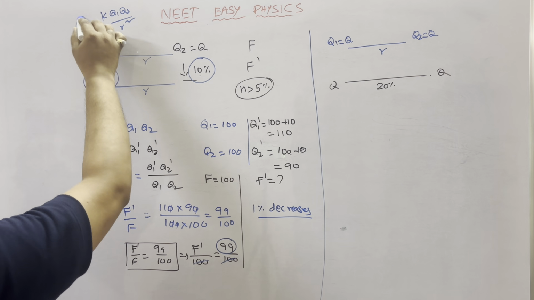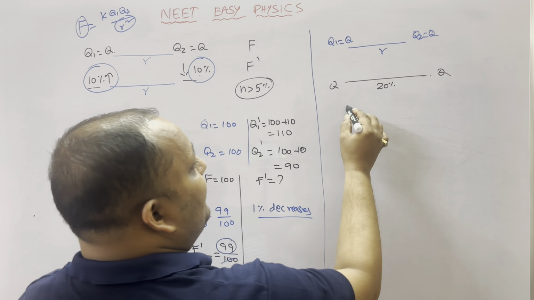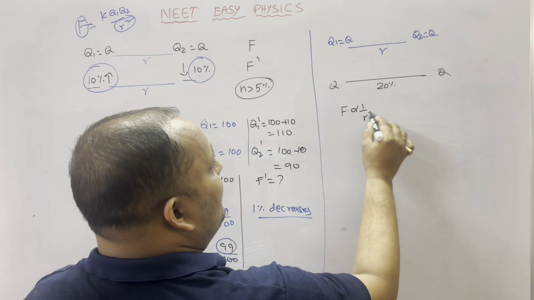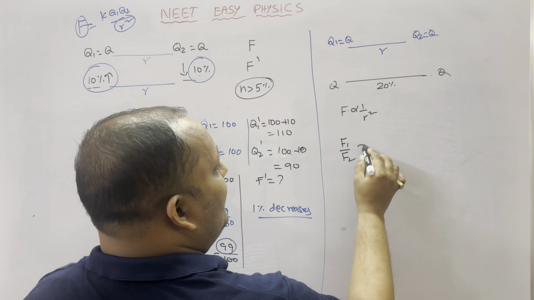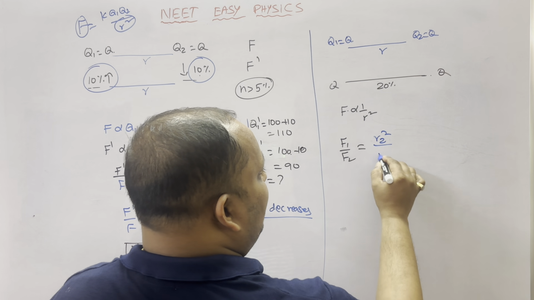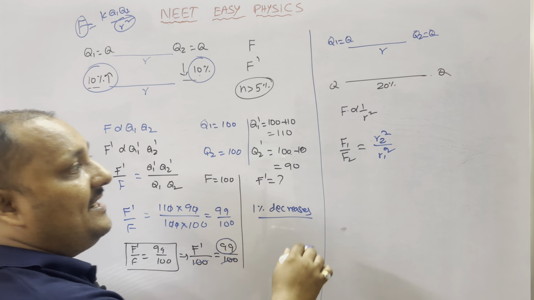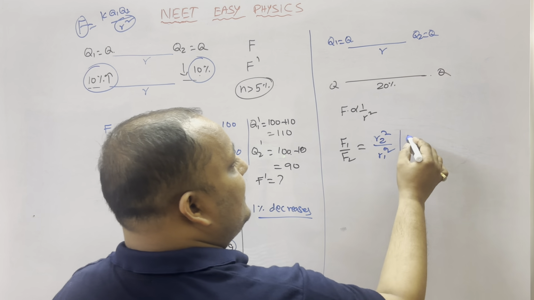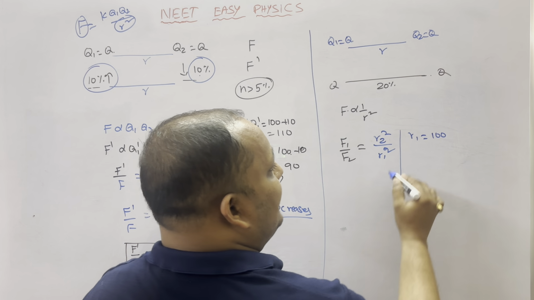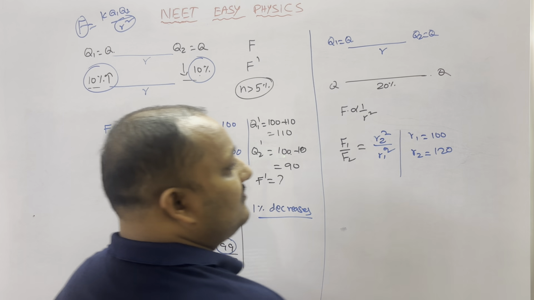Coming to here, force is inversely proportional to distance square. Then what is our formula? F is inversely proportional to R square, so what is F1 by F2? F1 by F2 is R2 square by R1 square, because inversely proportional. Now again, for the initial value, R1 is 100. What is R2? 20% increase. Directly I am writing 120.